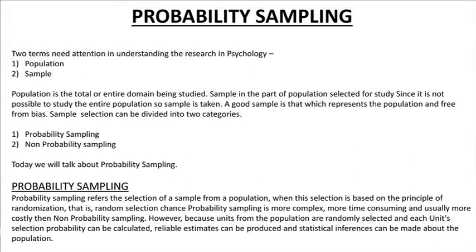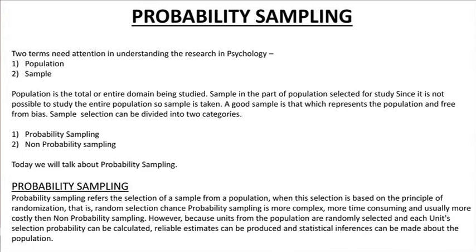First of all, we will talk about probability sampling. Probability sampling refers to the selection of a sample from a population when this selection is based on the principle of randomization, that is random selection chance. Probability sampling is more complex, more time consuming and usually more costly than non-probability sampling. However, because units from the population are randomly selected and each unit's selection probability can be calculated, reliable estimates can be produced and statistical inference can be made about the population.